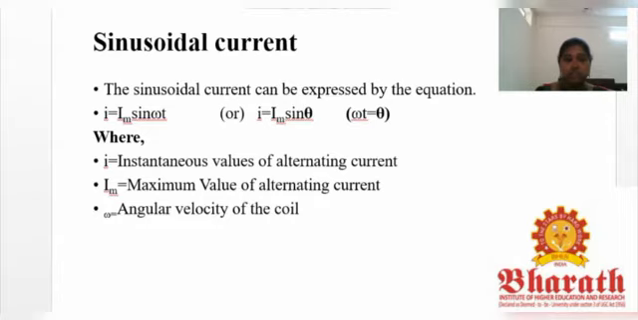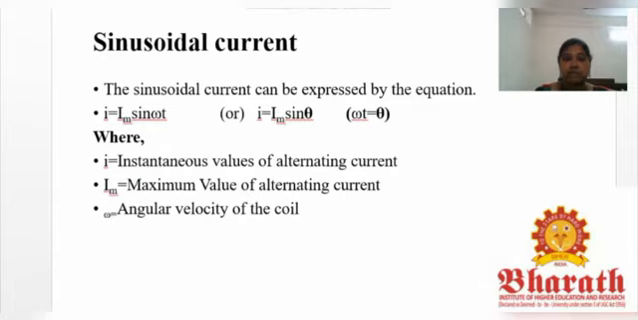So as the name says, instantaneous value, like voltage, this current is also going to change at every instant of time. So we call that value an instantaneous value. Small i is equal to the instantaneous value of an alternating current. In the same way, capital I with suffix m is the maximum value, so Im is equal to the maximum value of alternating current.